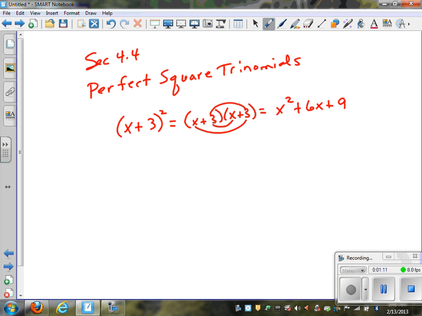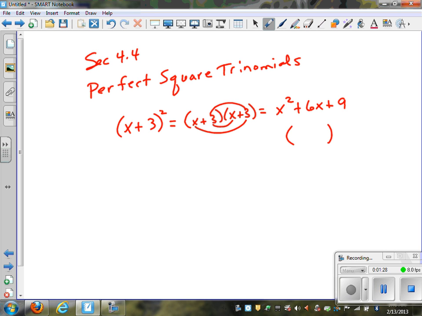That shows that it's a perfect square, and trinomial means it has 3 terms. Now what we're going to do is go from here to here. Now let me show you what's true about this.